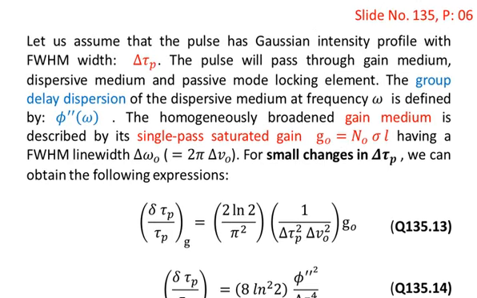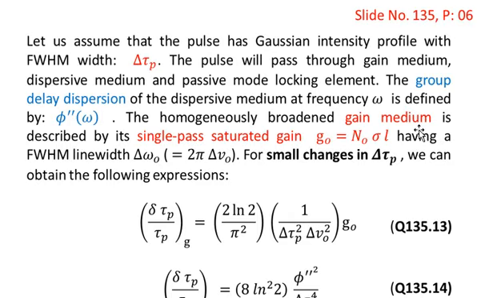Okay, so let us assume that the pulse has a Gaussian intensity profile with full width half maximum width delta tau p. The pulse will pass through the gain medium, dispersive medium, and passive mode locking element. The group delay dispersion of the dispersive medium at frequency omega is defined by phi double prime of omega, which we have discussed earlier.